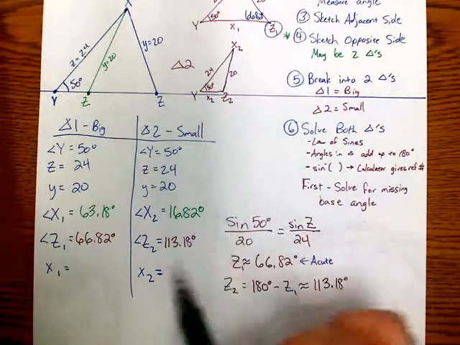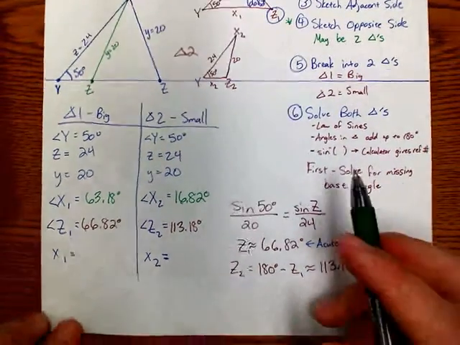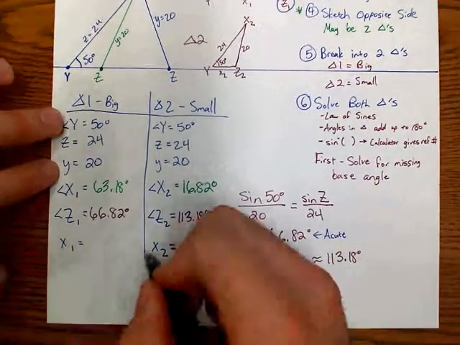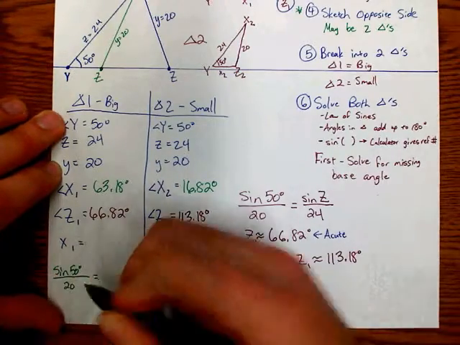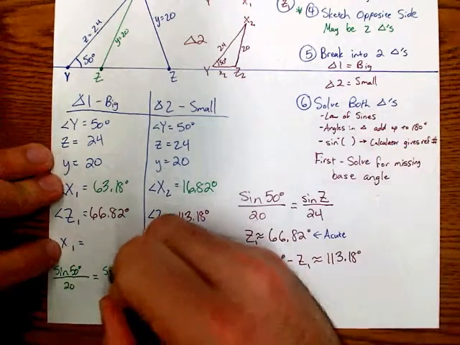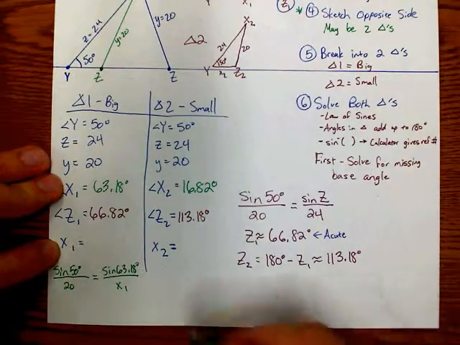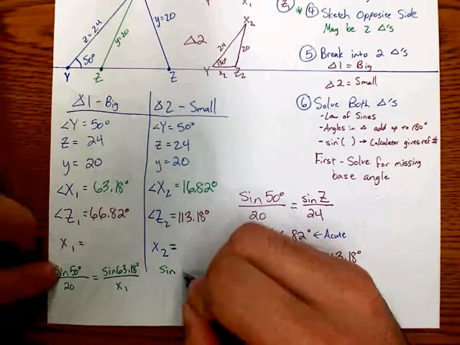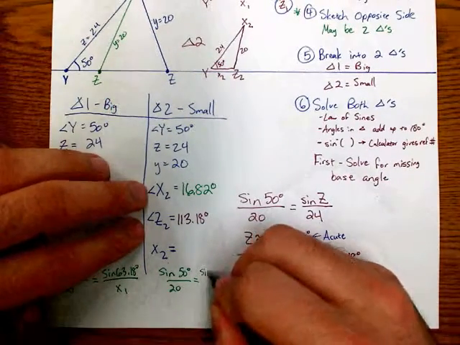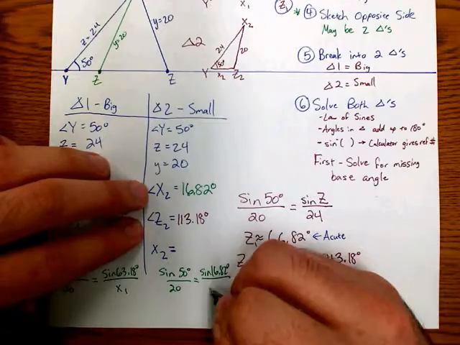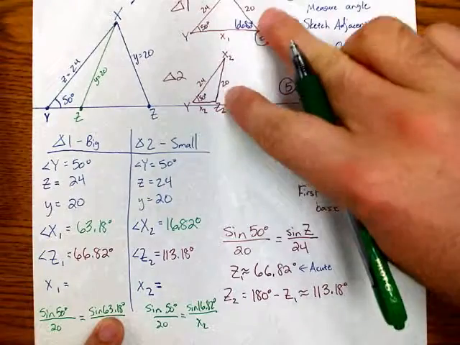Now, x1 and x2, we're going to have to do a bit of work, but we can use the law of sines for both of them. So sine of 50 degrees over 20 equals sine of 63.18 degrees over whatever x1 is. We'll solve for x1 that way. And then we'll do sine, once again, of 50 degrees over 20 using y over y equals sine of 16.82 degrees over x2. You'll notice the setup is exactly the same, but the angles are different, and that's just to represent which of the two triangles we're talking about.